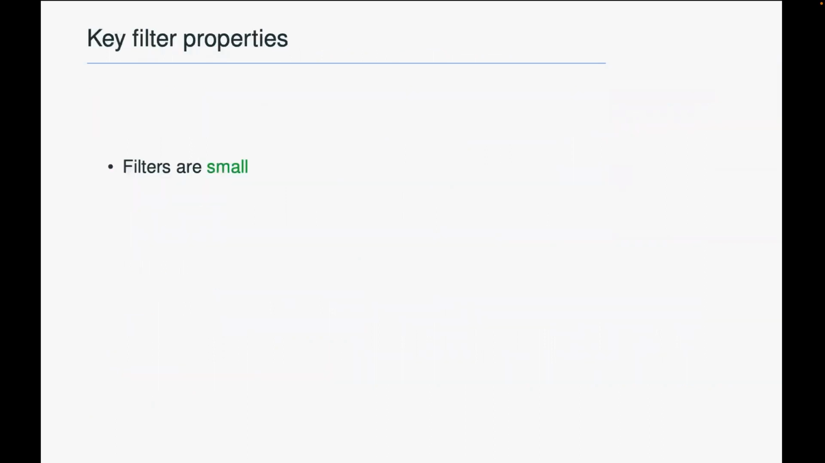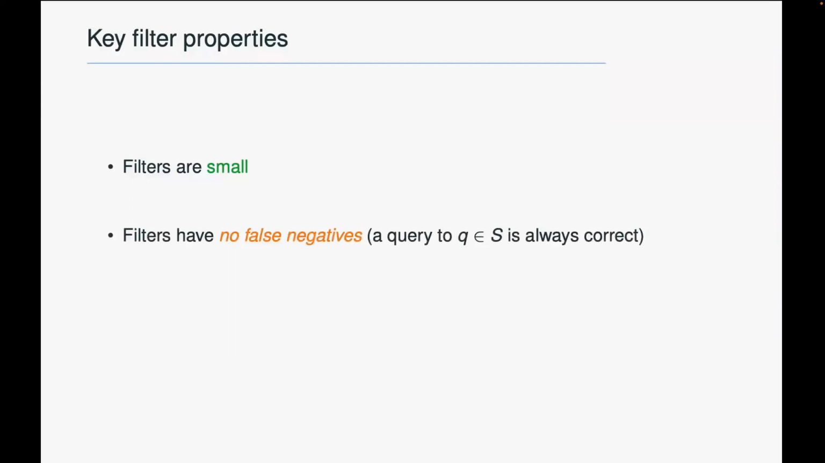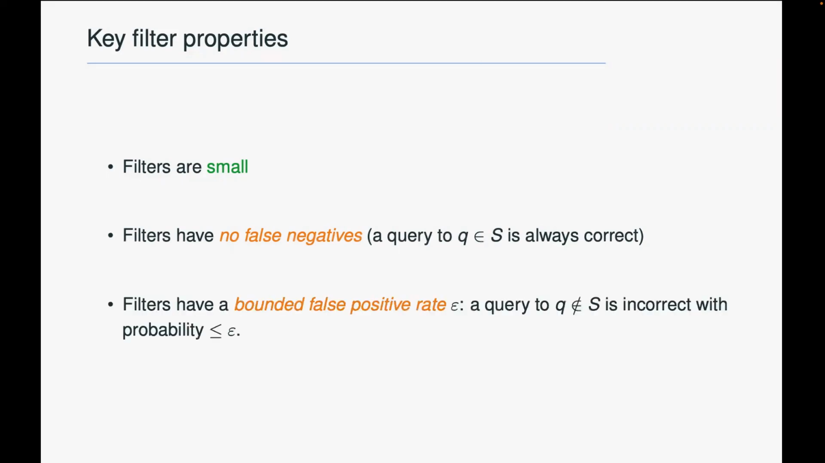Before I give a quick example of this, the key properties of a filter: we want them to be really small. We want them to have no false negatives. It's really important for this use case. If I query an item that actually is in my storage set, I always want the correct answer. I always want my filter to say that that item is in this set. And a filter needs to have a bounded false positive rate. If I query something that's not in this set, I'll get an incorrect answer saying that it is, with probability at most epsilon, where we get to choose the epsilon when we set up our data structure.